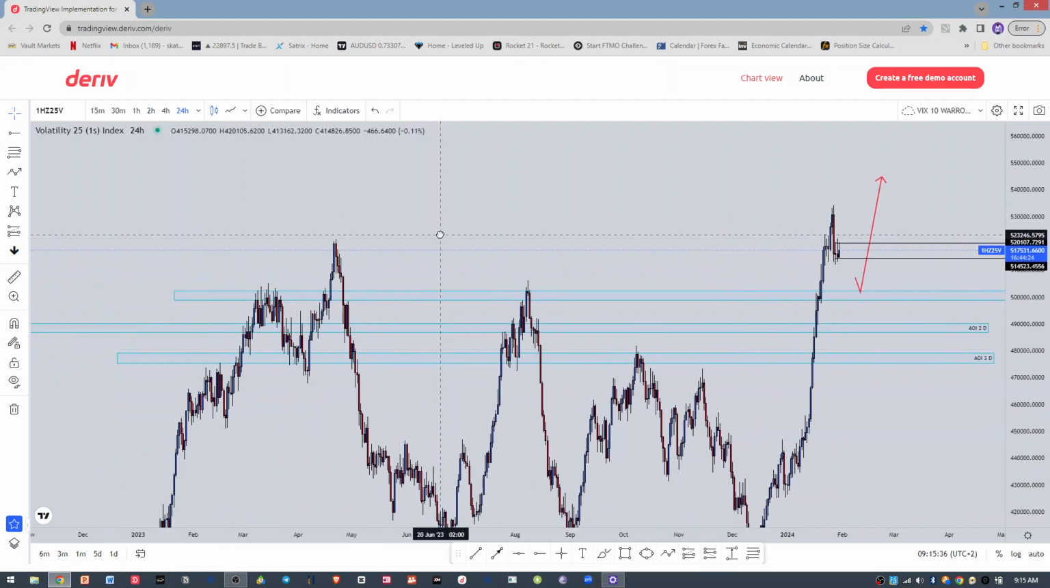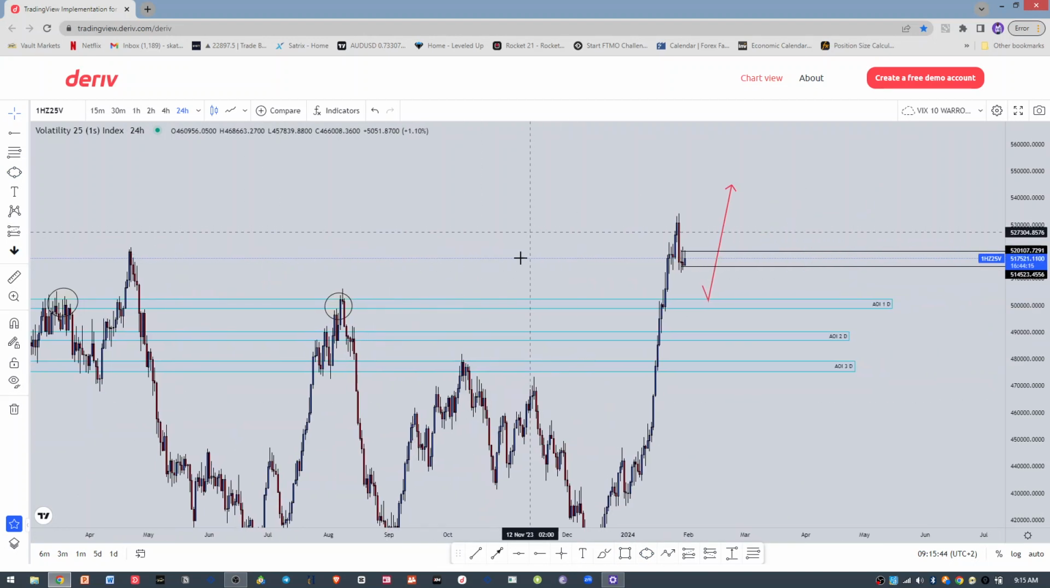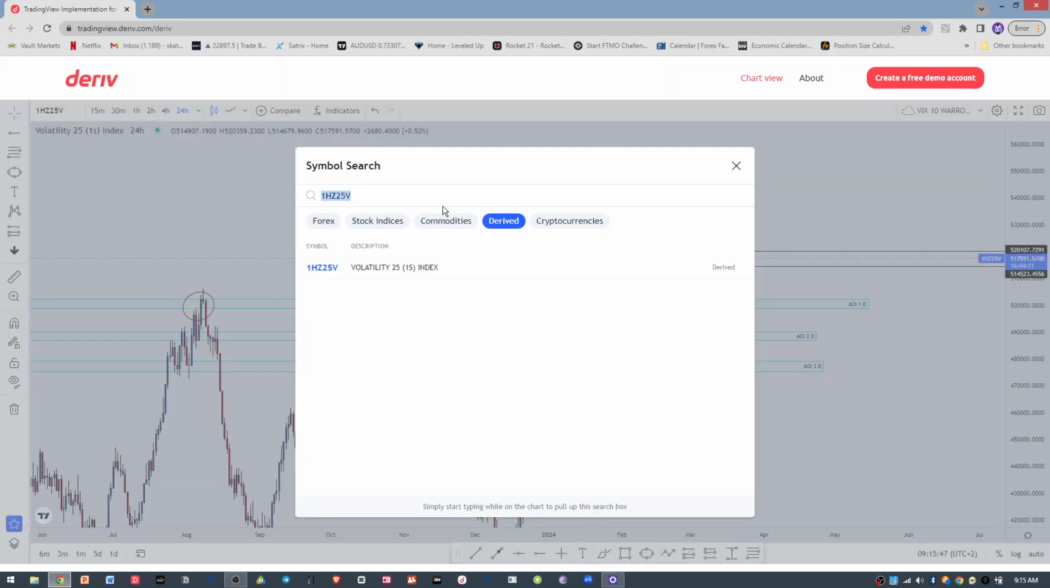And as you guys can see, this is also a significant region right here. We have this region right there, and we also have this area right here. So that is why I will wait for price to come tap into this region before I execute and take price to the upside.